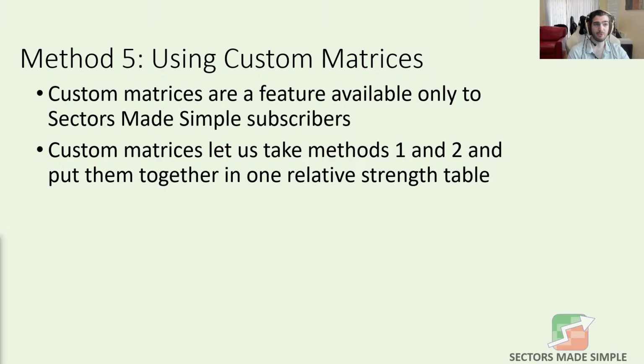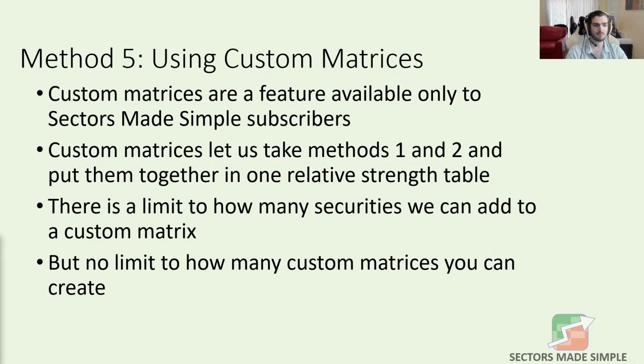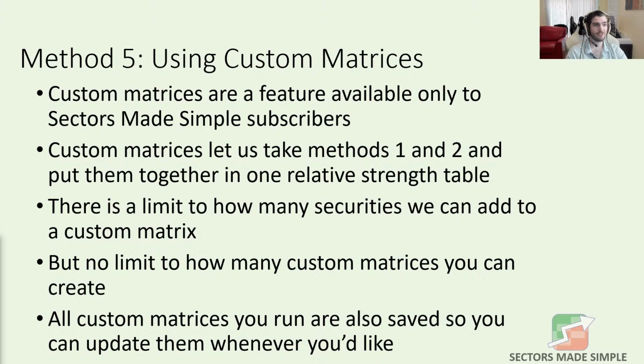We can, for example, use methods 1 and 2 that we talked about today and put them together in one relative strength table. We can compare two companies, but also compare those companies to their industries and to their sectors. There is a limit to how many things we can put into a custom matrix, being 7. But there's no limit to how many custom matrices you can make. Additionally, every custom matrix you run is saved, so you can rerun it in the future, or you can update it to see where it's at today.